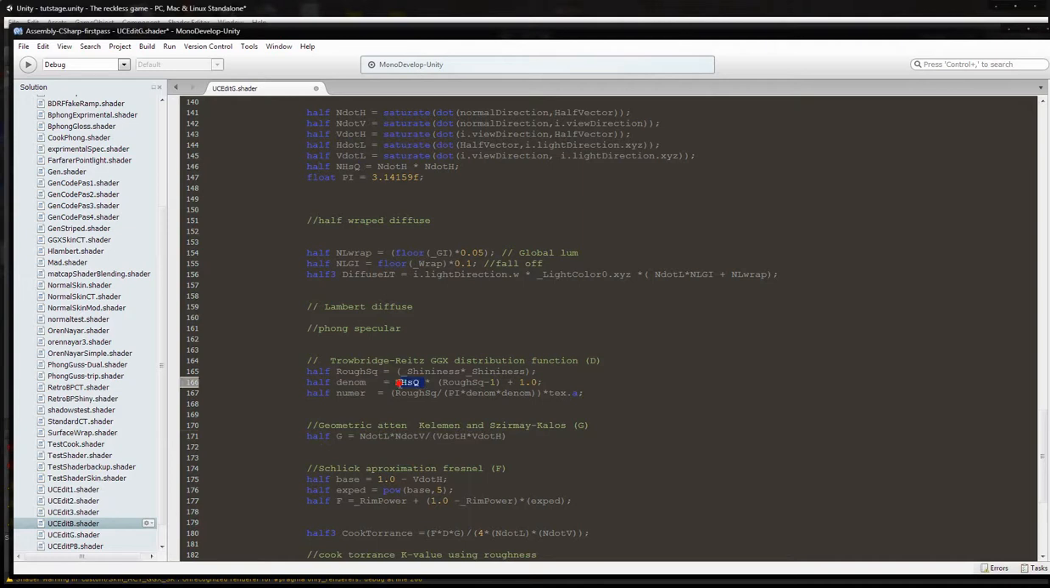We probably don't necessarily need this one anymore. It depends on what you want to do. You can create a V dot H squared up here. You could create a denominator squared over here. Really, it depends on if you think it'll speed things up. So I think that should be it.